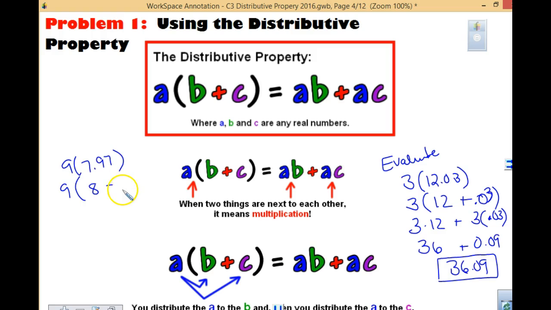8 minus how many cents? 0.03, right? So we're going to do our multiplication. We'd have 9 times 8. We're in your notes. We're not in this. We're in the notes. We're doing this on here, right on that page. Okay? So we're going to take 9 times 8 minus 9 times 3 cents.